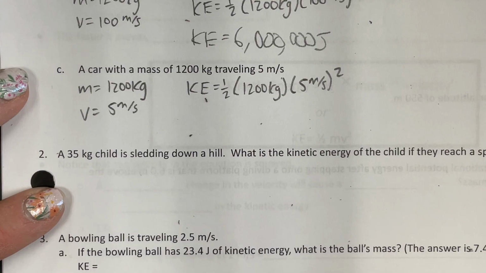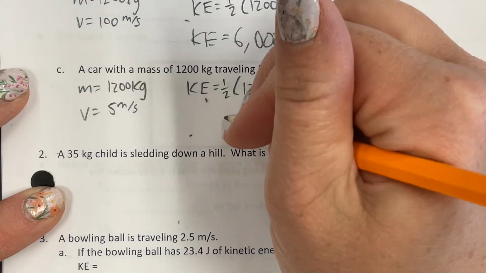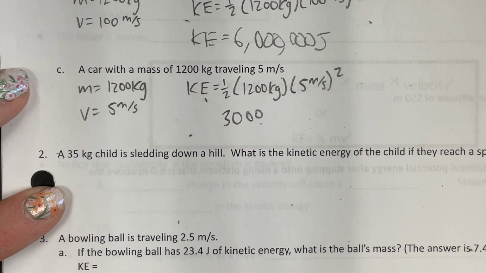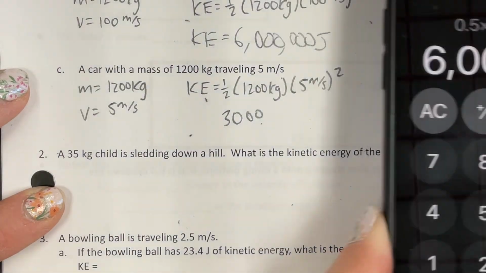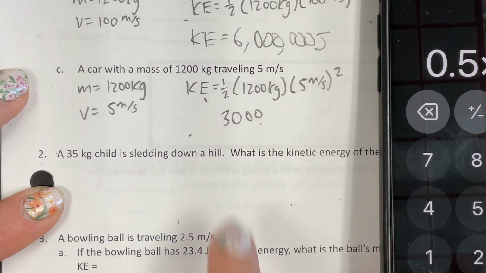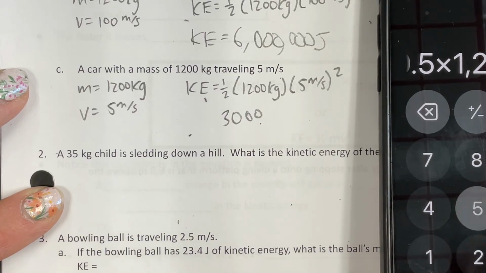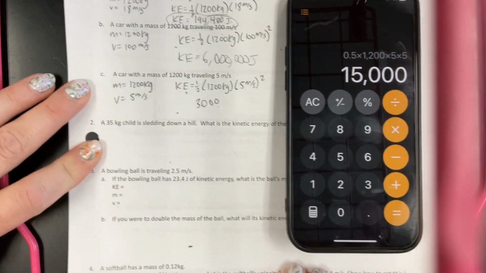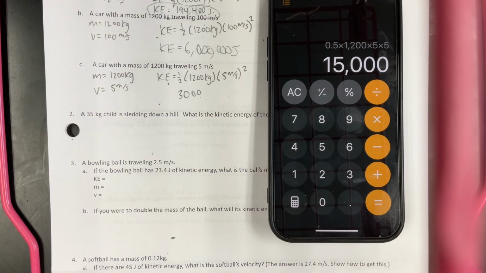Okay, so 600 times 5. I can do this, right? 6 times 5 is 30 plus 2 zeros. That's gonna be 3,000. I'm gonna type it in just to double check, but I'm pretty sure I did that right. Let me type it in really quick. 0.5 times 1,200. Oh no, I didn't square the 5. I keep not squaring the 5. Yeah, I didn't square the 5. Sorry, you guys. This is gonna be 15,000.